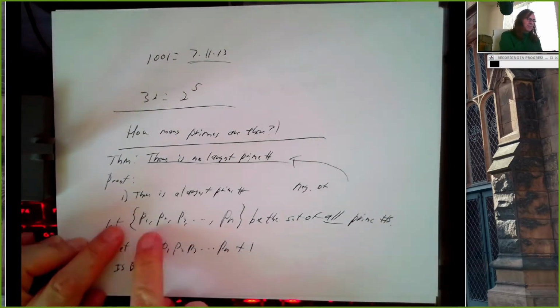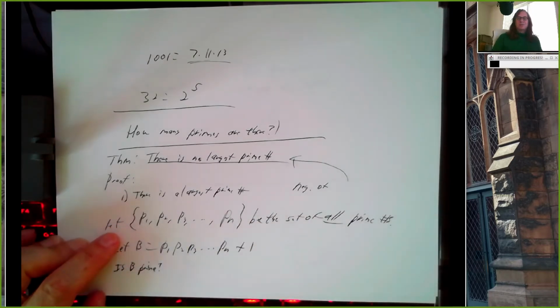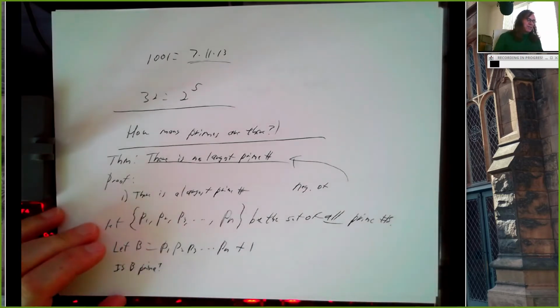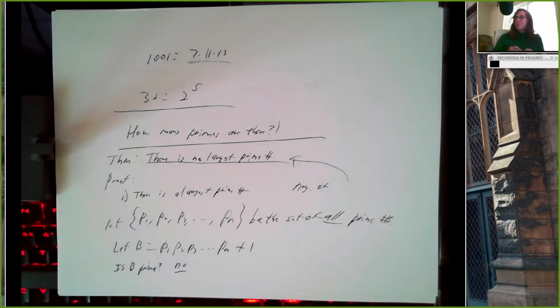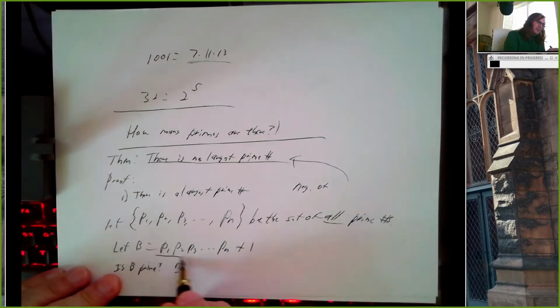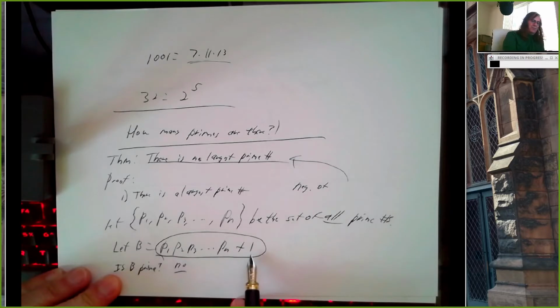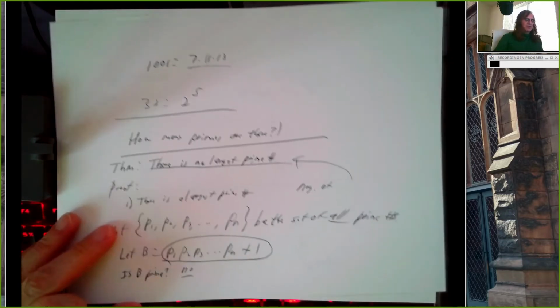This number is certainly bigger than any number in here, right? I mean, it's certainly bigger than Pn, which is the largest number in here. So B is not prime, which means it must be divisible by something other than itself and 1. And by this fundamental theorem, it must be divisible by a prime number. But you can see that this number cannot be divisible by any of these primes. In fact, it's 1 more than a multiple of P1. It's 1 more than a multiple of P2. It's 1 more than a multiple of P3, and so on.